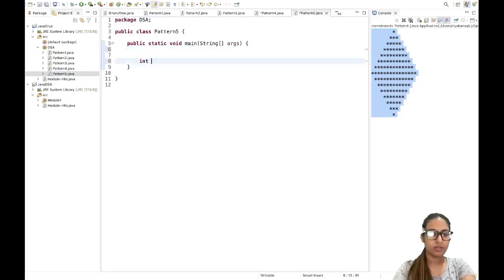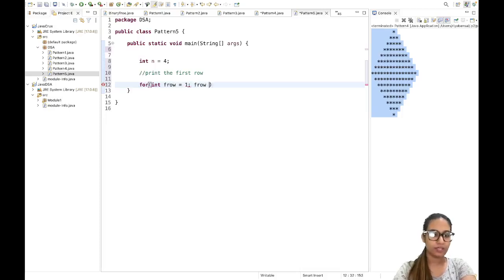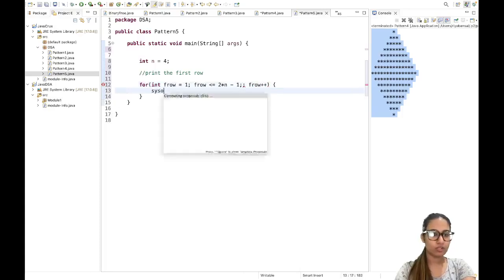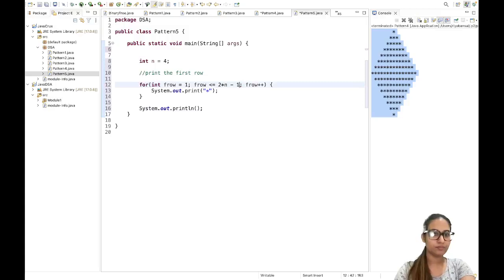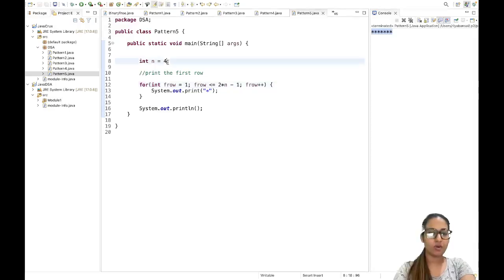So over here, int n value has been given to you. Now what you do is you go ahead and print the first row as it is. So you run a loop: for row is equal to 1, and how many times do you have to run it? 2 into n minus 1, and row plus plus. You simply print the star and then you move to the next line. So you have the very first row. If the pattern would have been 3, you would have printed 5 times over here.